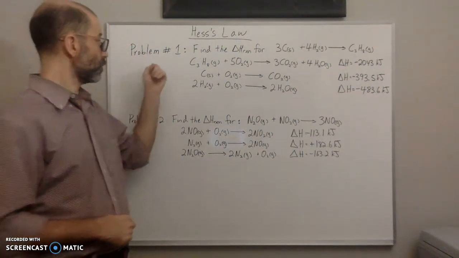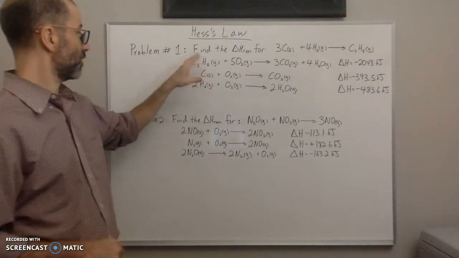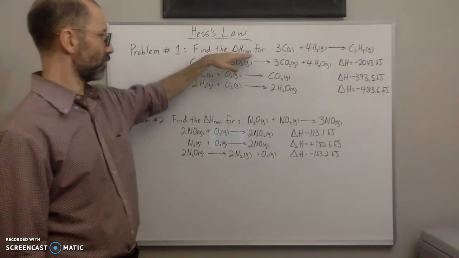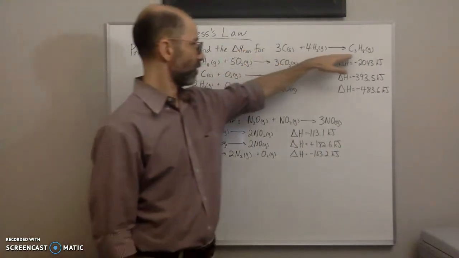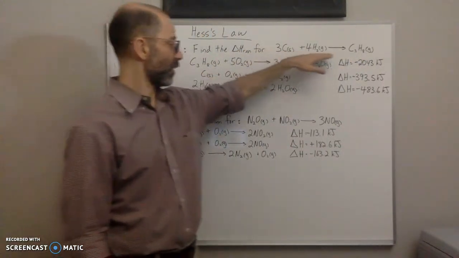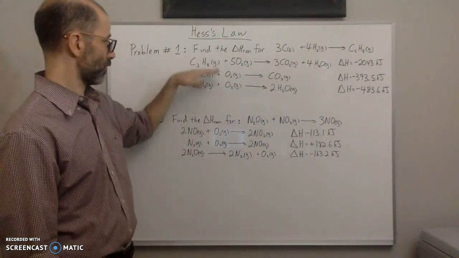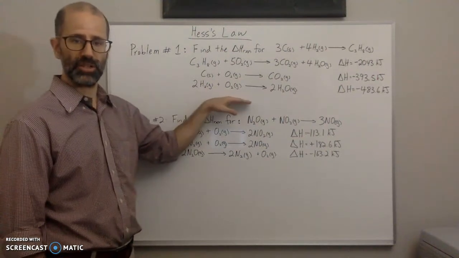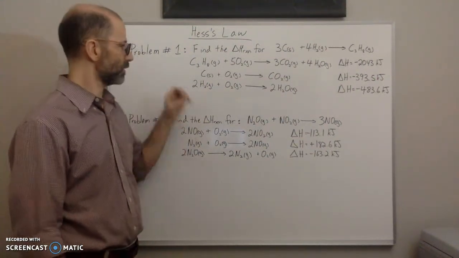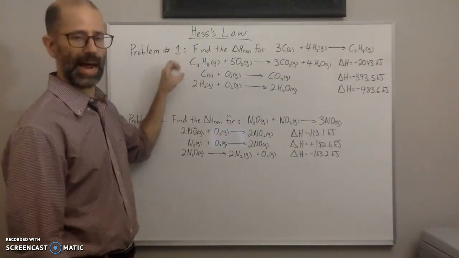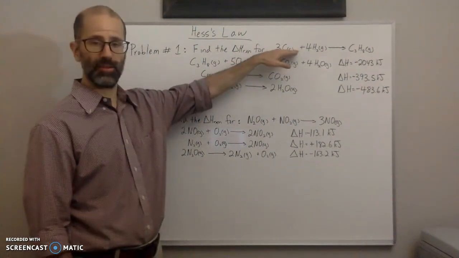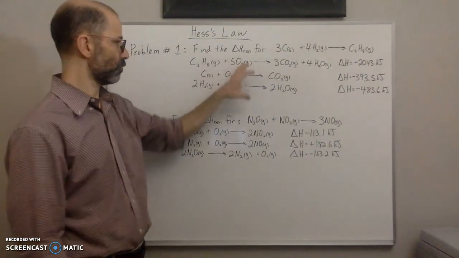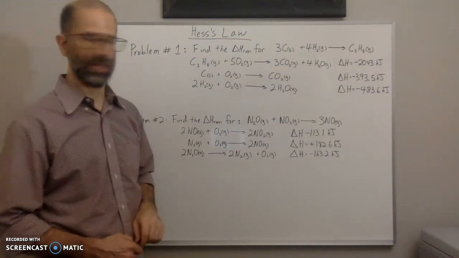So the first problem I want to talk about is this problem here. This problem is asking us to find the delta H, or the enthalpy of the reaction, for this reaction here. Here we're given three different reactions, and the goal is to see if we can manipulate these and add them together so we can get this one as a result of these three. So we'll have to do some manipulation.